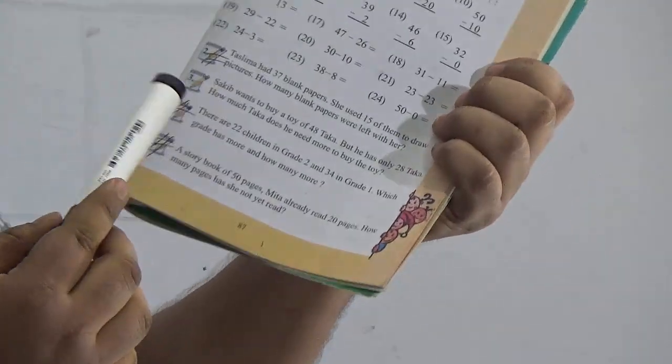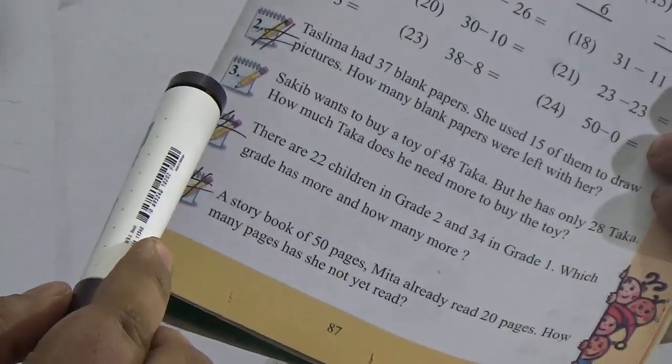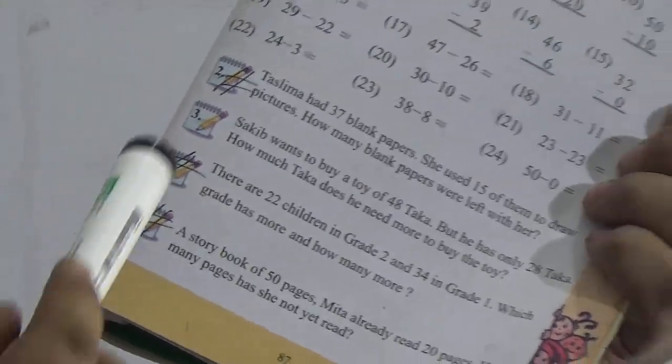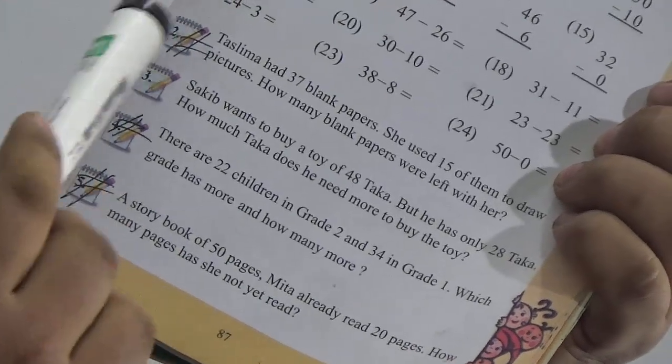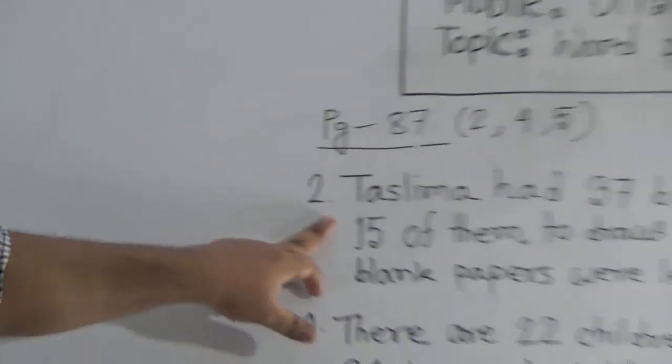My dear students, notice there are 4 odd problems: 2, 3, 4, 5, but here we shall solve 2, 4 and 5. So let us start with 2 first.